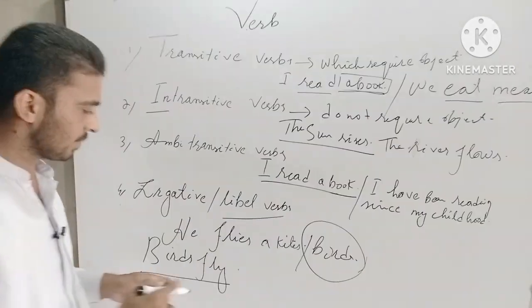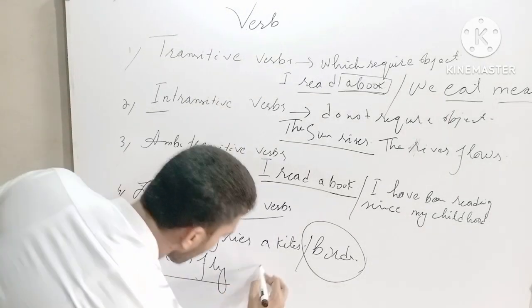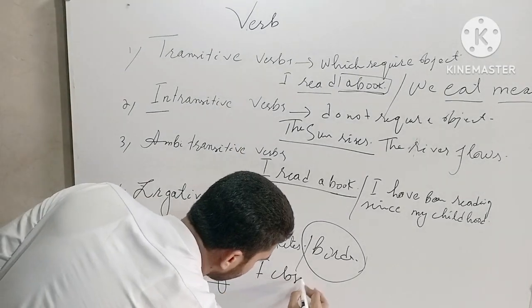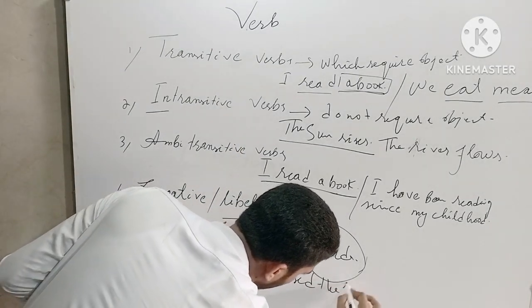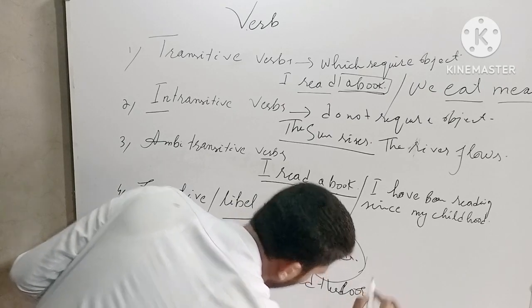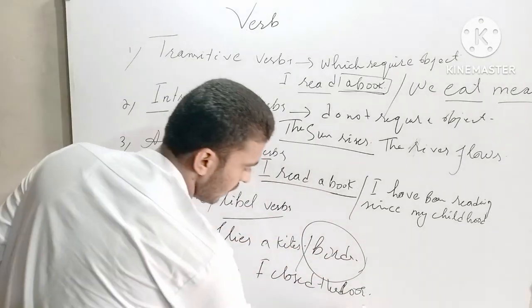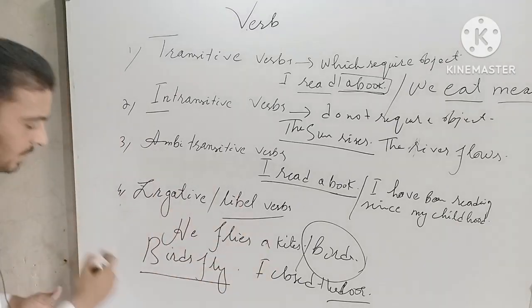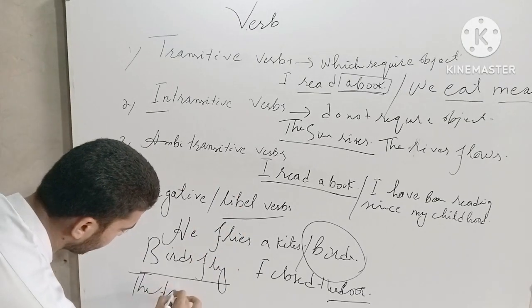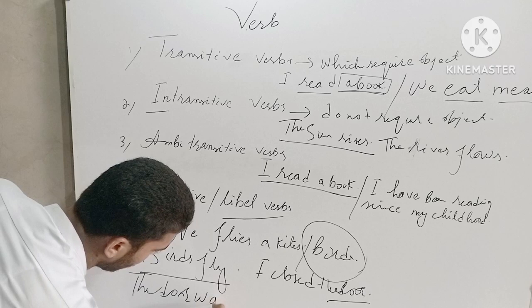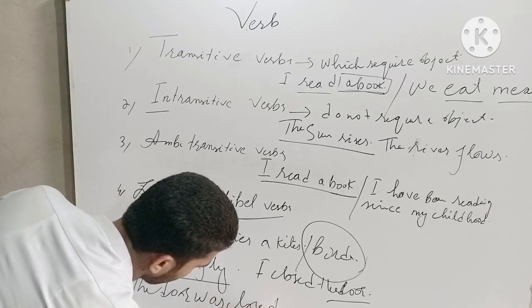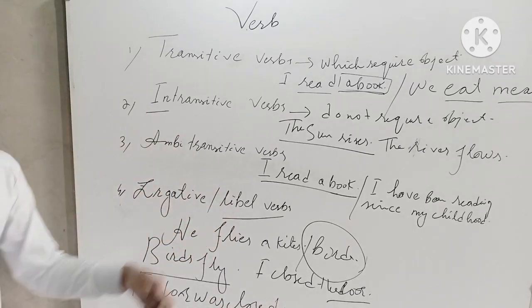An example: close. I closed the door. Okay, I close the door. Here the door is an object. If you replace it, the door was closed. Here it's very clear that closed is not requiring any object.